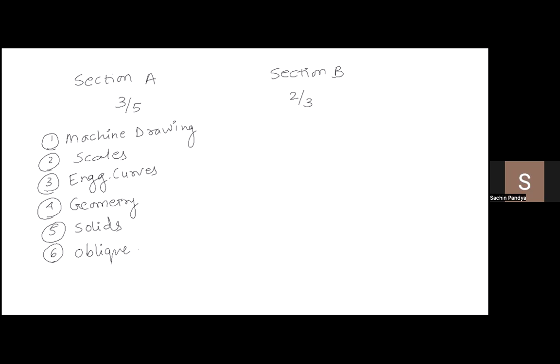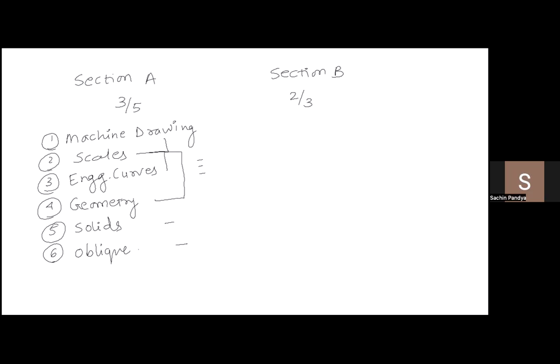Now in this, they will combine any 2 topics. Either they will combine scales and machine drawing, or scales and engineering curves, or scales and geometry. These 3 things they can join. So total, they will ask you 5 questions. So what I'm assuming that they will ask 1 question from oblique, 1 question from solid, and out of this 4, they'll ask you 3 questions, right? So this is what we need to do. So we need to revise these 6 topics.